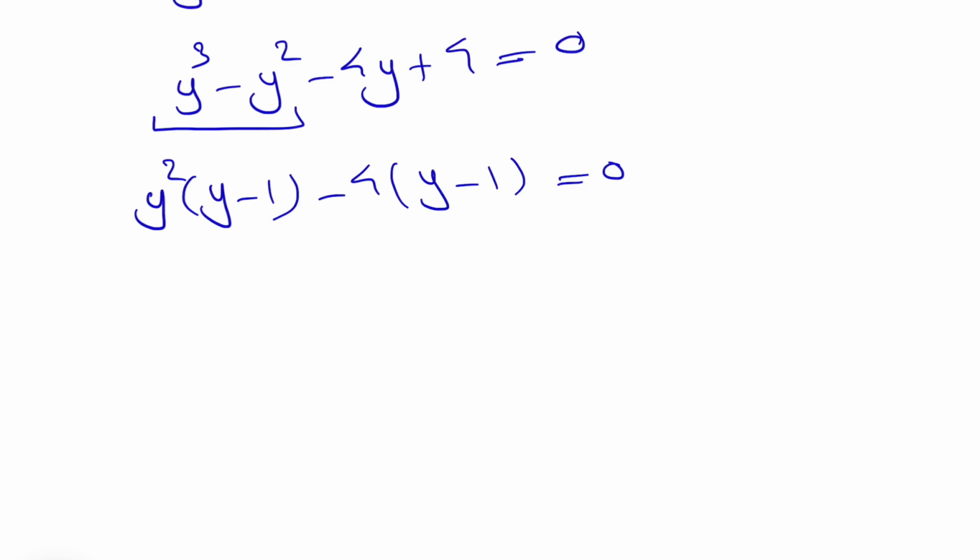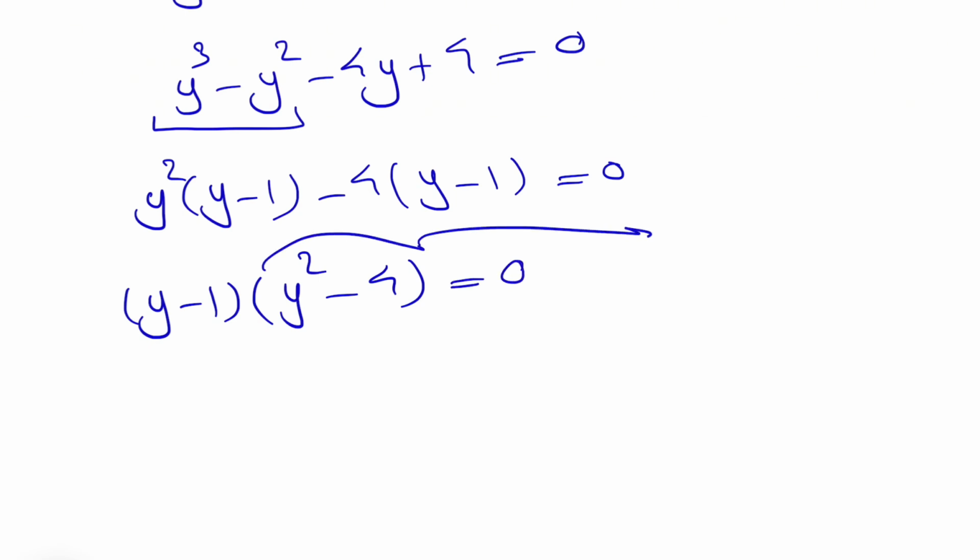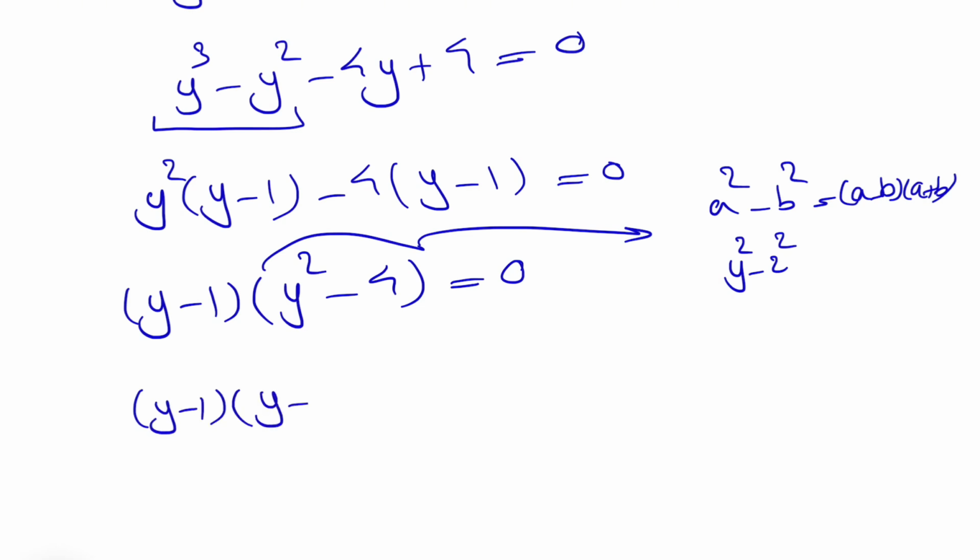So now we have y minus 1 in two of them, so we can factor y minus 1. From the first one we get y squared, and from the second one we get minus 4 equals 0. And we know this will be something familiar for us. If we have a squared minus b squared, we have a minus b times a plus b, and we have y squared minus 2 to the power of 2. So if that's the case, this will be equal to y minus 2 times y plus 2 equals 0.